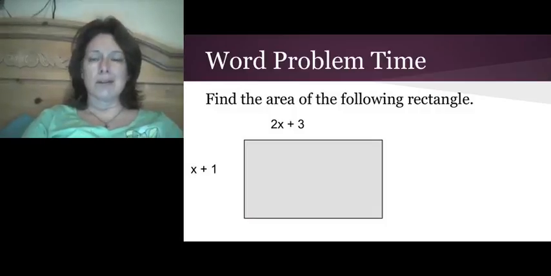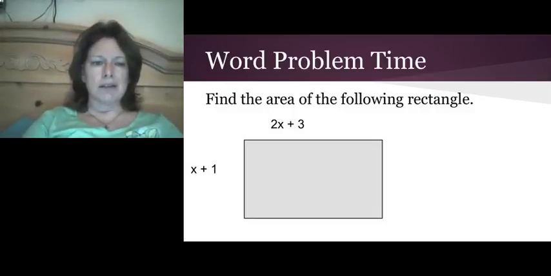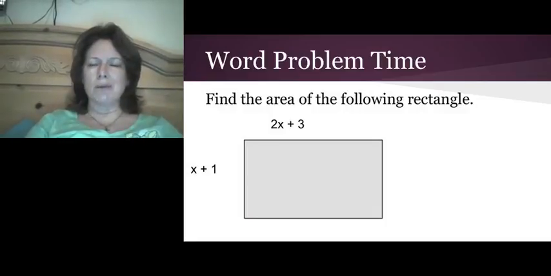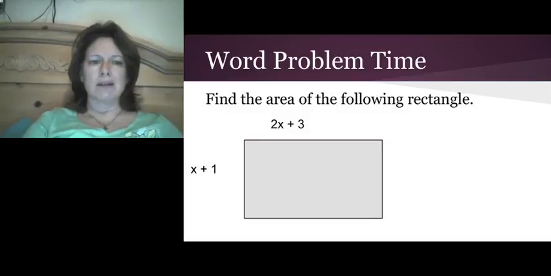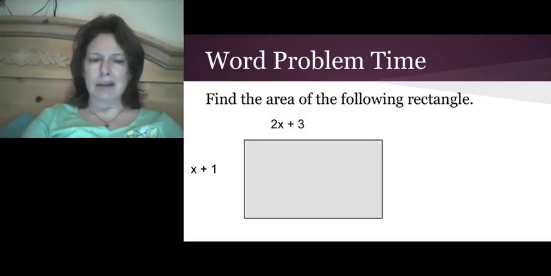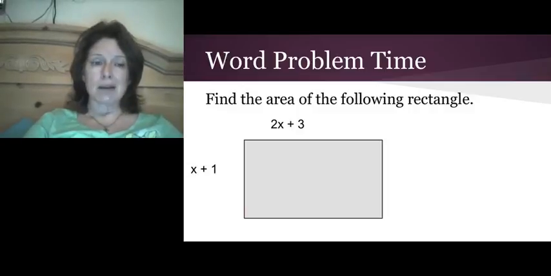Word problem time. Find the area of the following rectangle. This is the length and this is the width. If you remember, the area of a rectangle is length times width. Well, the length is a binomial and the width is a binomial, so I can multiply those just like I did in my last problem. Set up a box, do the multiplication, combine the like terms, and find my final answer. Do that at this time.